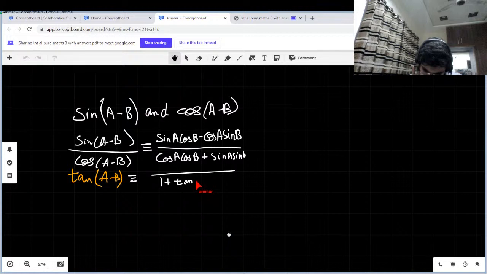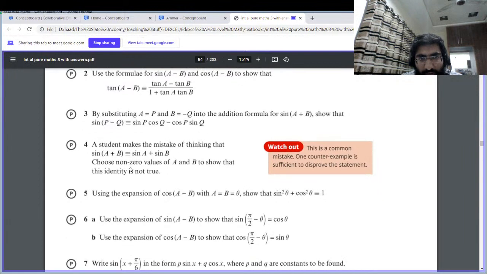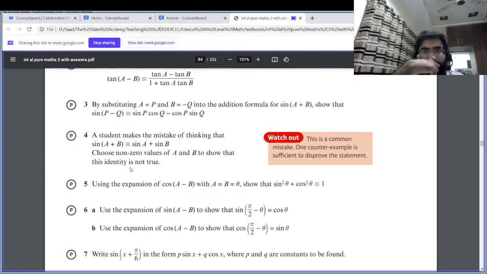Because sin A over cos A is tan A and sin B over cos B is tan B. Oh, yeah, I forgot. Tan A tan B, and so here also it will be tan A minus tan B. That's it. Genius. I'm genius with a J.